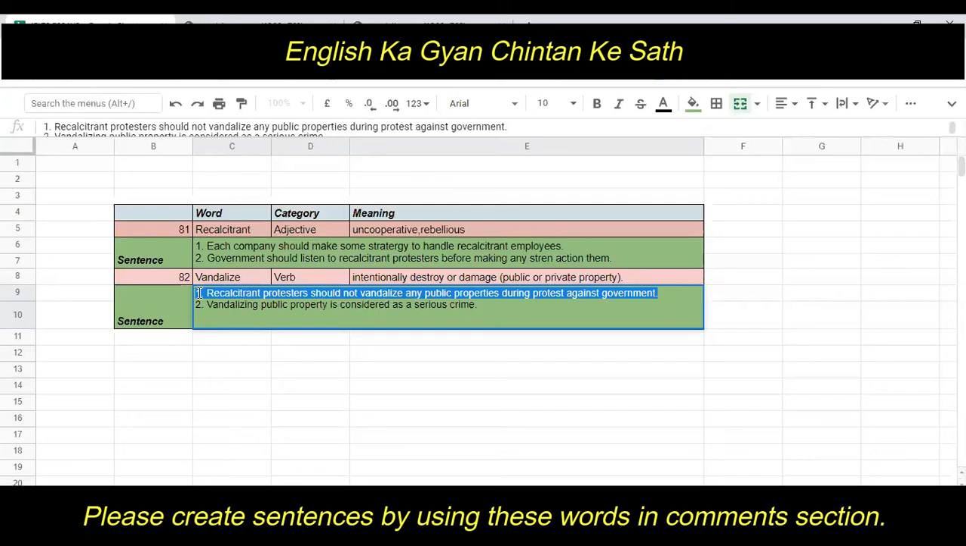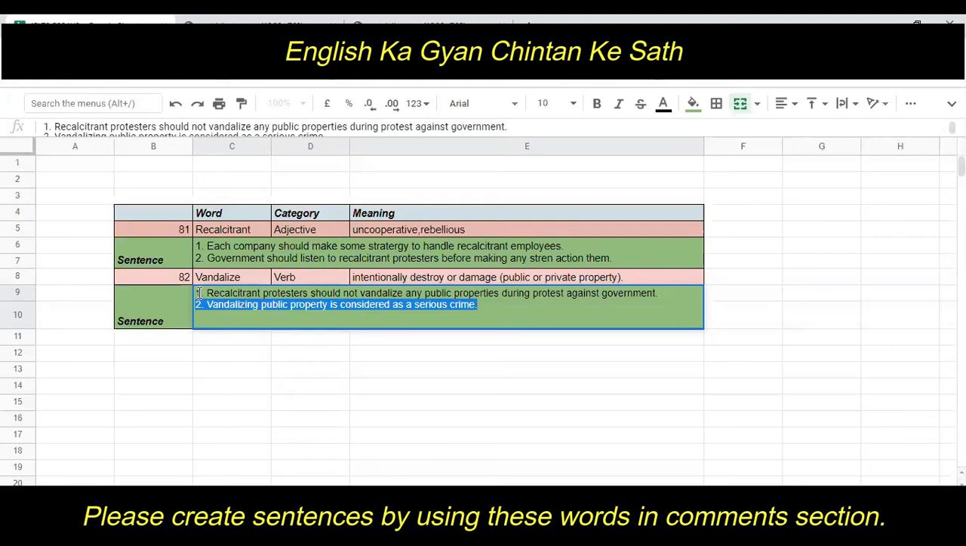It means recalcitrant protesters should not vandalize, should not destroy, should not damage. So instead of using destroy, instead of using damage, I have utilized the word vandalize. Should not destroy the public properties, because we have seen so many scenarios during riots where so many public properties, government banks, so many public properties which have been developed by the government, all those things have been affected, destroyed, damaged. So instead of using damage and destroyed, we can also utilize the word vandalize. Okay, I hope you understand the meaning of the word vandalize.